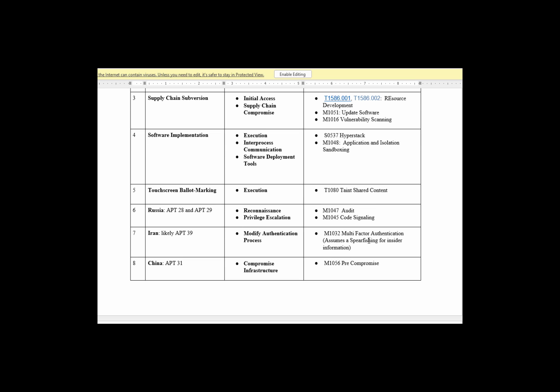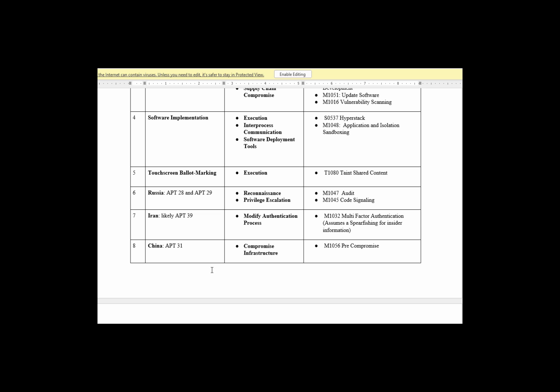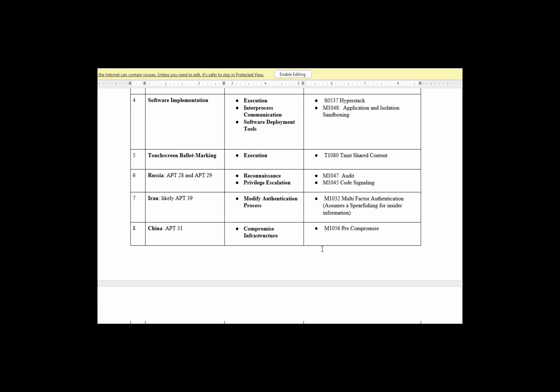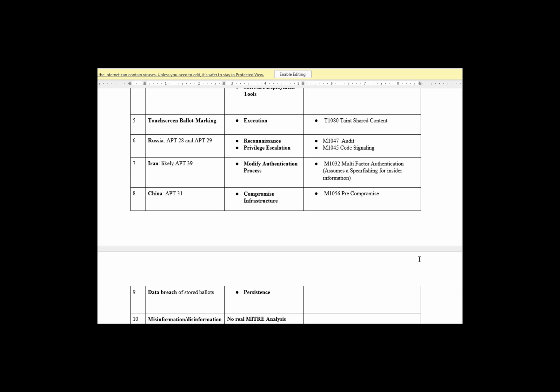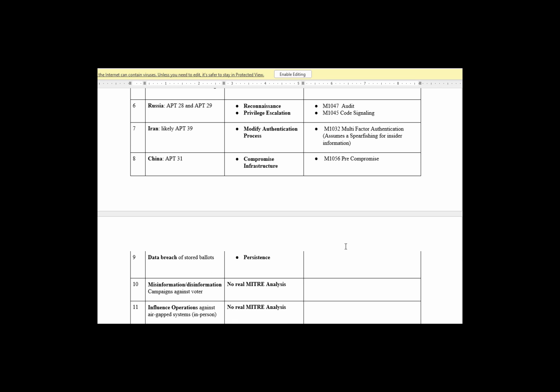And I'm not going to go through each one of these in depth, but then finally, these are the characteristics of the Russia, Iran, and China APTs. And the real difference is, we brought these up here. These are not really in the MITRE analysis, misinformation and influence operations. It's not part of a technical control or a management control. These are the larger controls going forward.